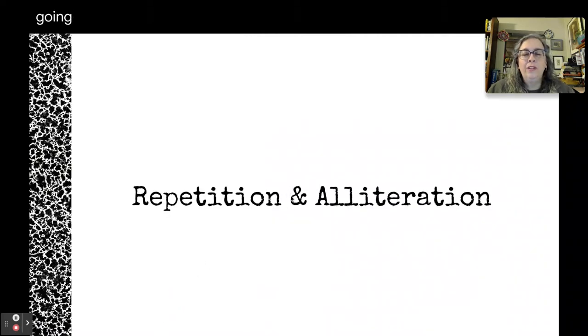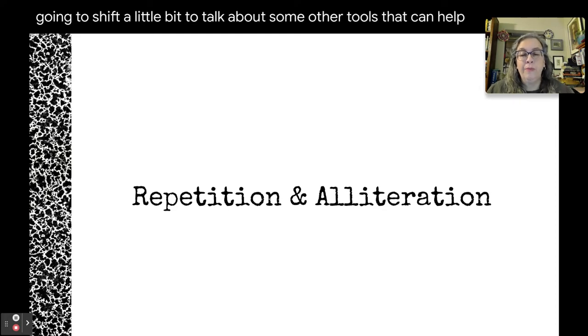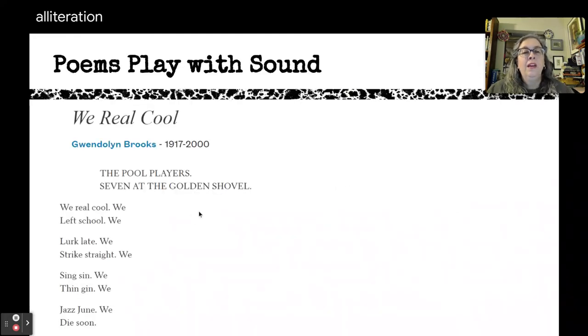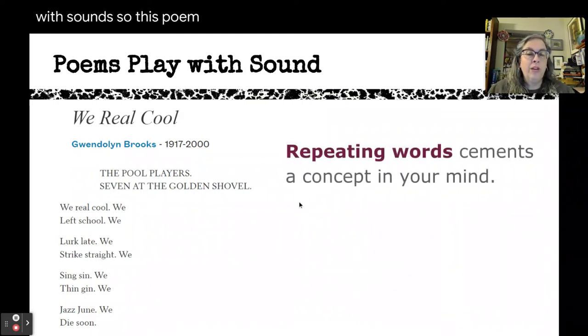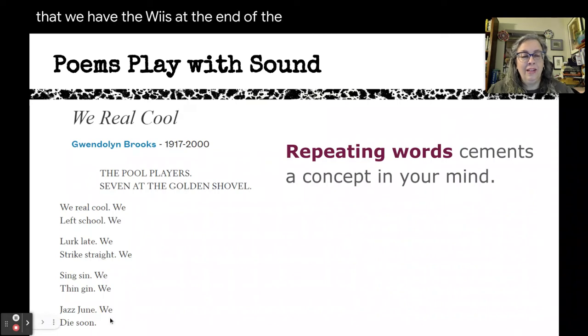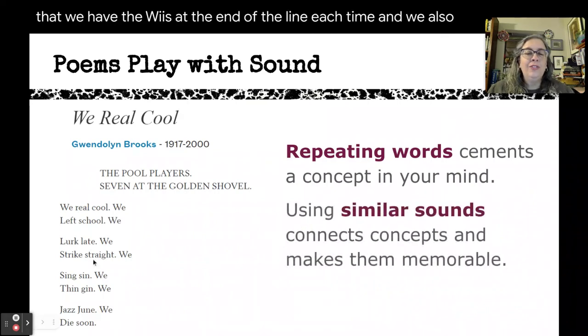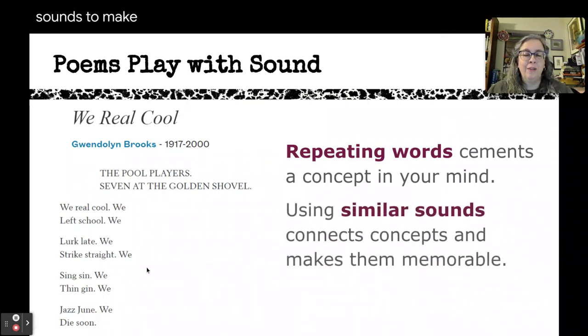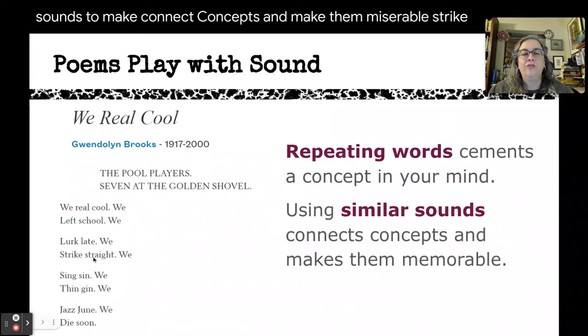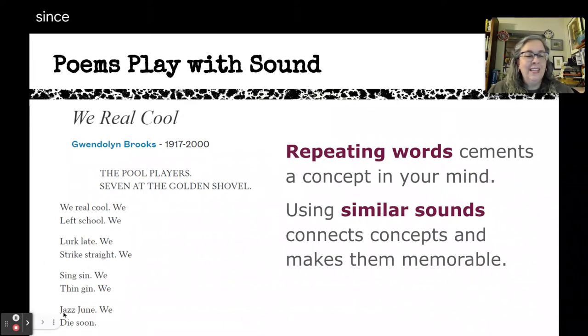So we're going to shift a little bit to talk about some other tools that can help: repetition and alliteration. Poems also play with sound. They play with ideas, but they also play with sounds. So this poem by Gwendolyn Brooks uses both repeating words, in that we have the wheeze at the end of the line each time. And it also uses similar sounds to connect concepts and make them miserable. Strike straight, sing sin, jazz June, lurk late.